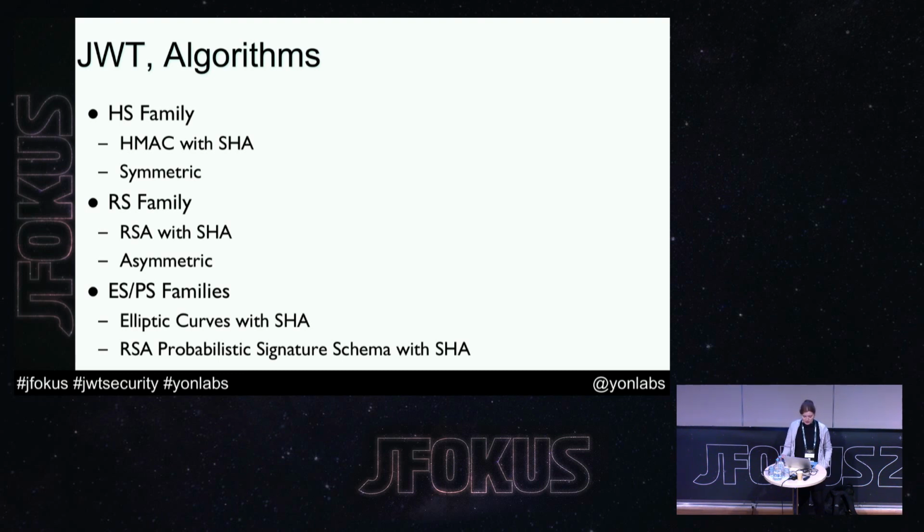So, a short summary of available algorithms for JWTs. It's the HS family. It's HMAC, which stands for hash-based message authentication code, and HMAC is available with SHA hashing function. It's a symmetric algorithm which requires a secret key. Another family is the RS family. It's RSA, an asymmetric algorithm with a public and private key pair, also with SHA function. Those two families are the most popular and good enough for most cases. Elliptic curves and probabilistic signature schema are more advanced algorithms, not always supported by all libraries, but they provide stronger cryptographic security.